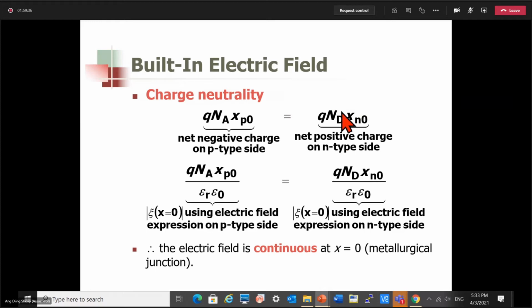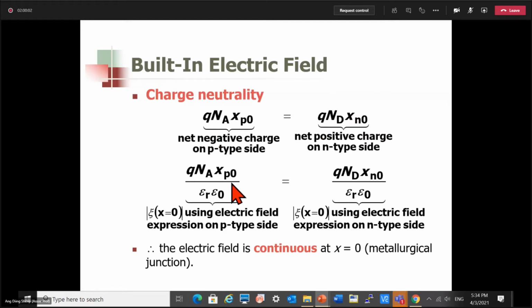Now, on the right side, we can do the same. We can obtain a term that gives us the amount of positive space charge on the N side by taking the donor doping concentration multiplied by the volume of the space charge region on the N side. So the A and the A will cancel out, giving you this equation. This is called the space charge neutrality equation.